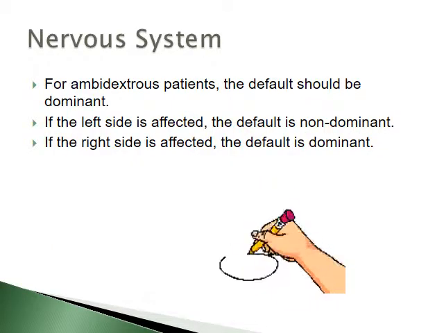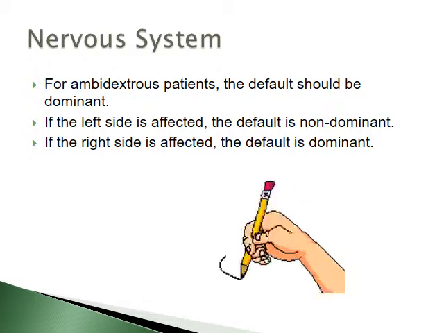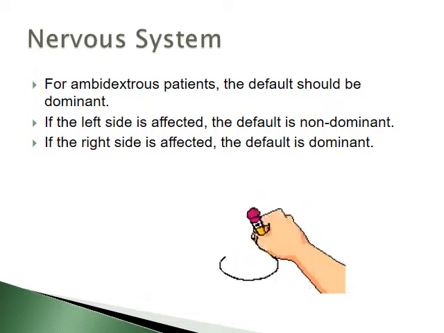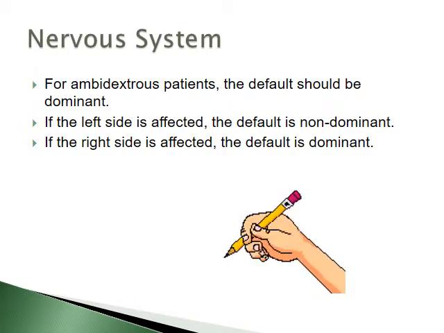For an ambidextrous patient, the default should be dominant. If the left side is affected, the default is non-dominant. And if the right side is affected, the default is dominant.